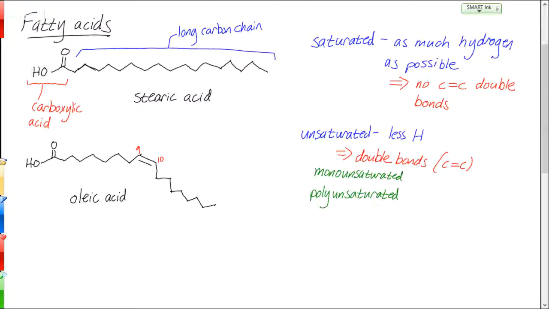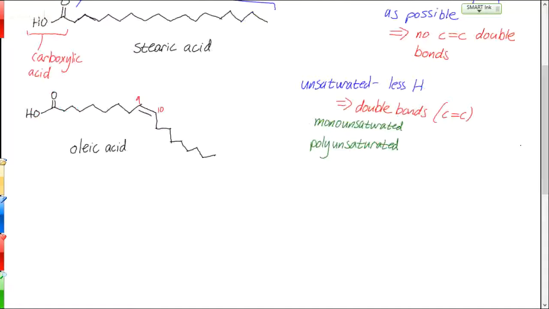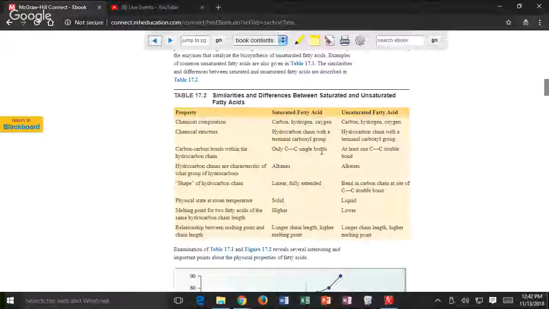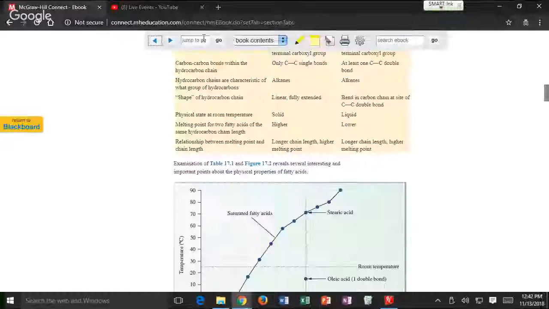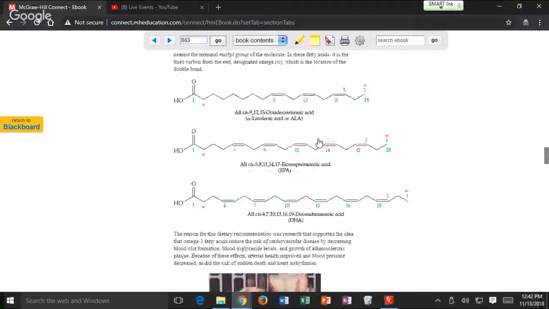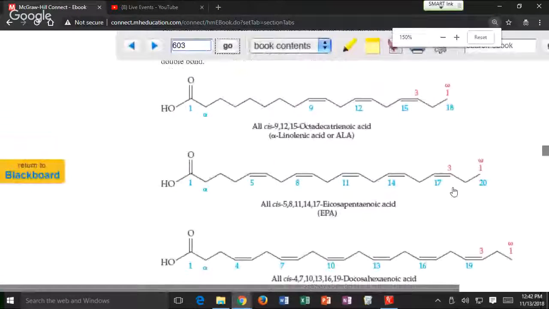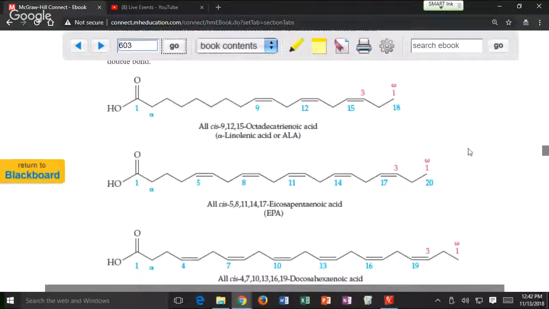We could draw these, but I'm going to use a picture from the book here just because they start to get kind of big. As usual, these notes will be posted, so if you don't want to draw these all out, then you can look at the notes in the videos. But this is just coming from your book.